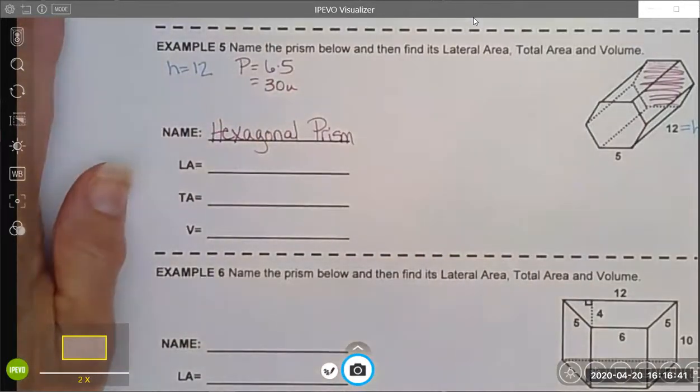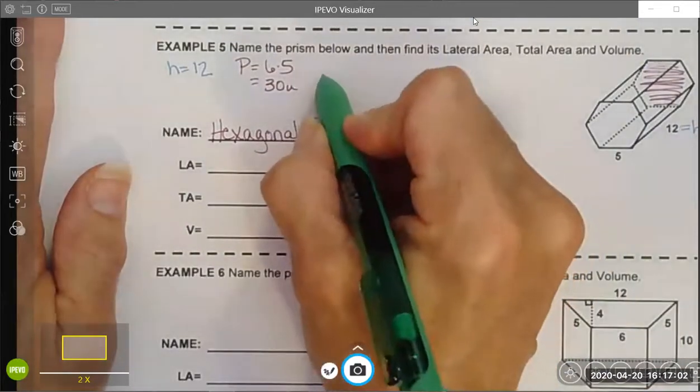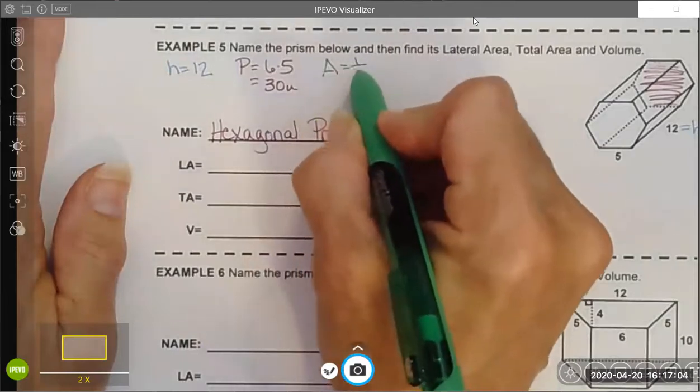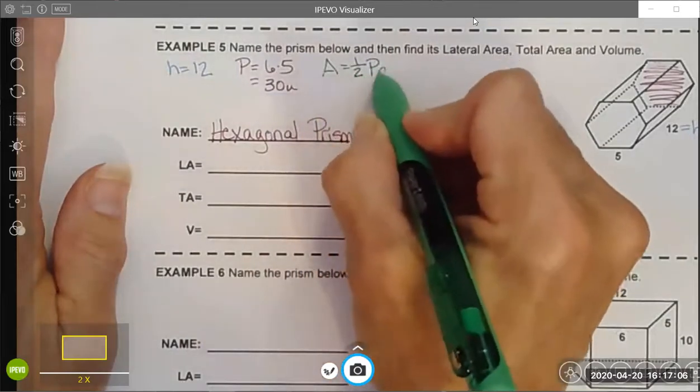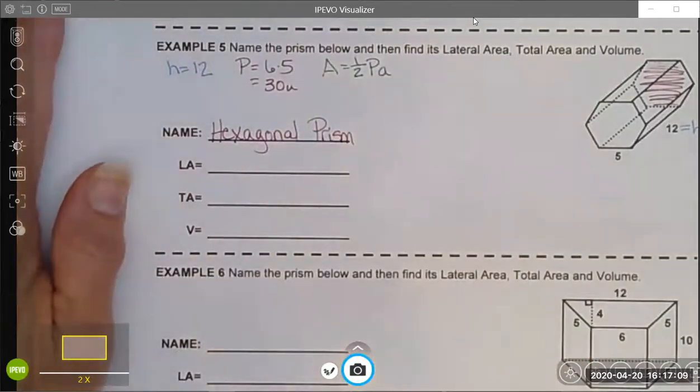And then the last thing I need to calculate for the surface area and volume formulas is the area of the base. To find the area of the hexagon, a 2-dimensional shape, I am going to need to use the formula that we learned in the last unit, which is the area of a hexagon is 1/2 the perimeter times the apothem. So I need to find the apothem.